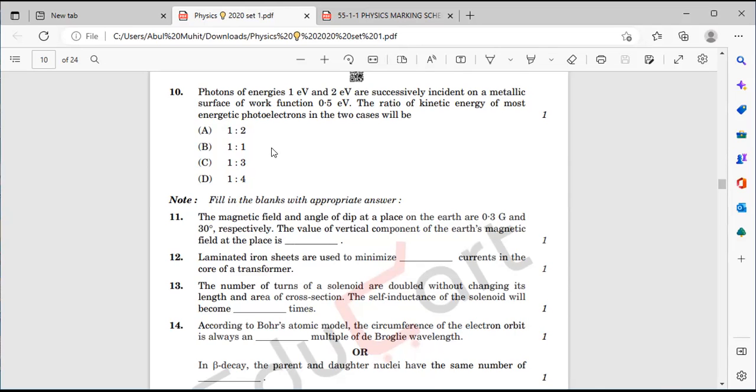Okay, in two cases, what are the energies? Kinetic energy means what? What is the formula here? Incident energy h nu is equal to work function plus half mv square. So half mv square, the kinetic energy, is equal to h nu minus work function. Is that clear?